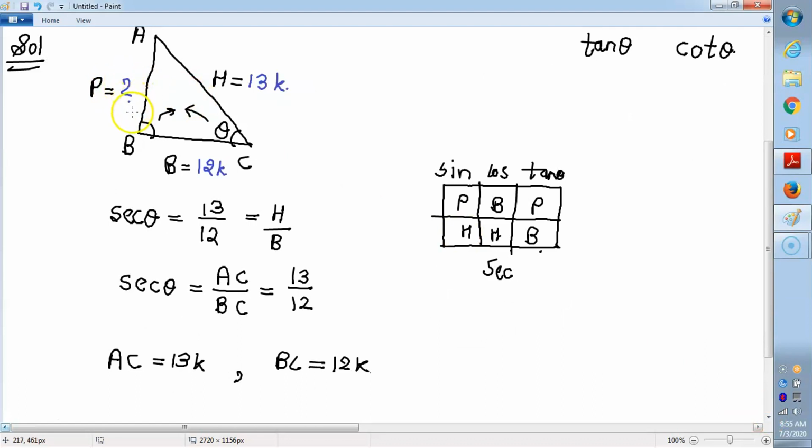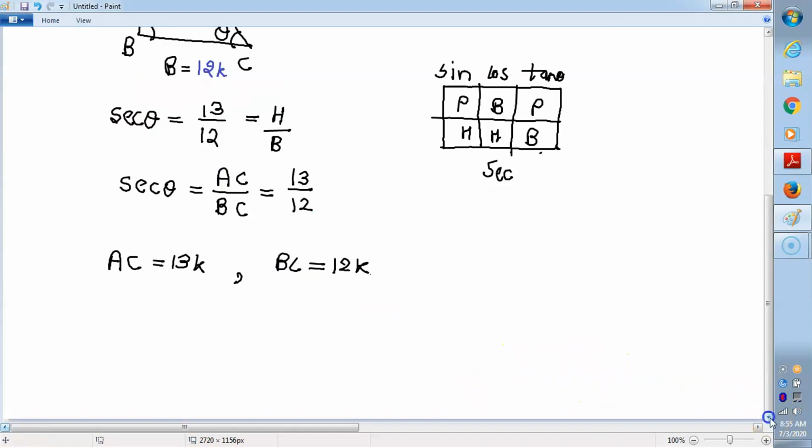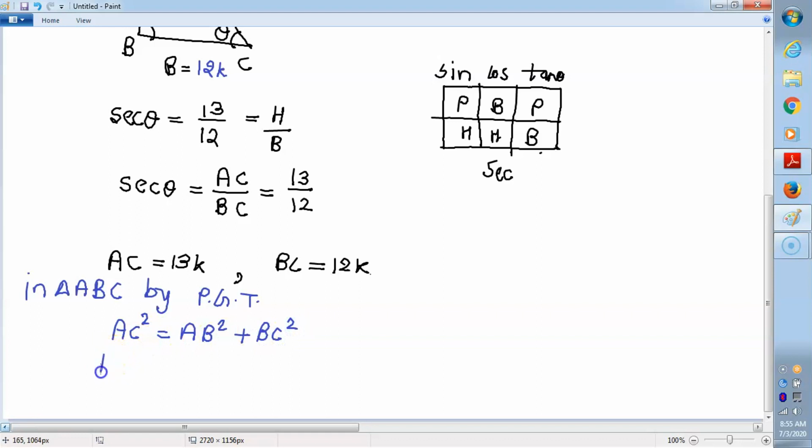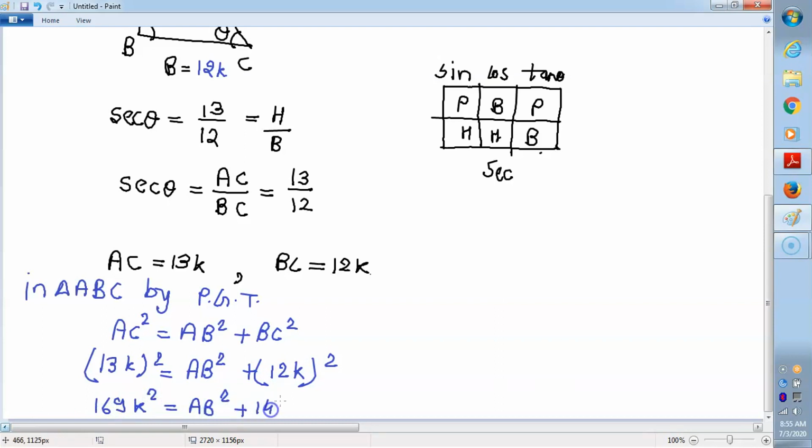Let's solve this. We know it very well. How can we calculate the third side? By applying the Pythagoras theorem. Good. So apply the Pythagoras theorem in triangle ABC. What is the theorem? AC square equals AB square plus BC square. Now let's put the values here. AC is 13k, AB we have to calculate, and BC is 12k. Take the square of this: it will be 169k square equals AB square plus the square of 12, which is 144k square.